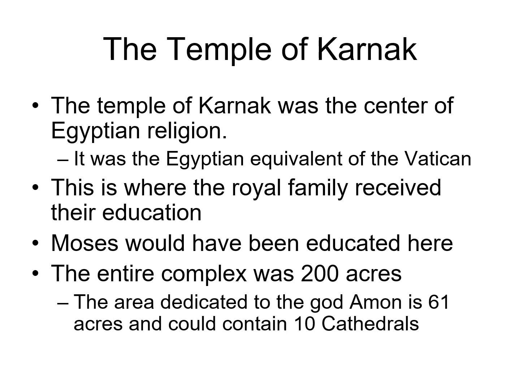So the Temple of Karnak was particularly important to Egyptian religion. It was the center of their religion. It was kind of the Egyptian equivalent of the Vatican. So this was also where the royal family received their education, and Moses would have been educated here when he was growing up as a prince. This would have been his school, and the entire complex is massive. It's a 200-acre temple, and there's an area dedicated to the Egyptian god Ammon, which is 61 acres, and this section alone could contain 10 cathedrals.